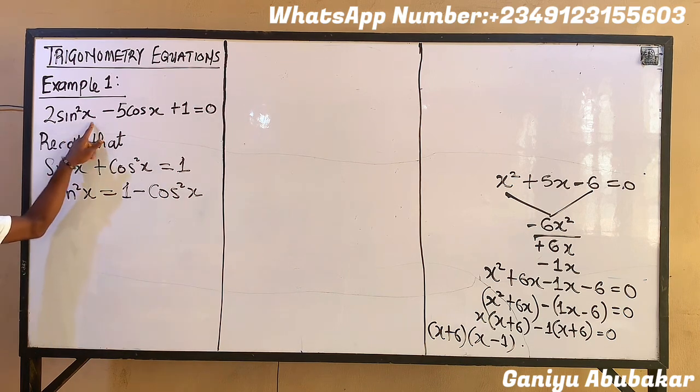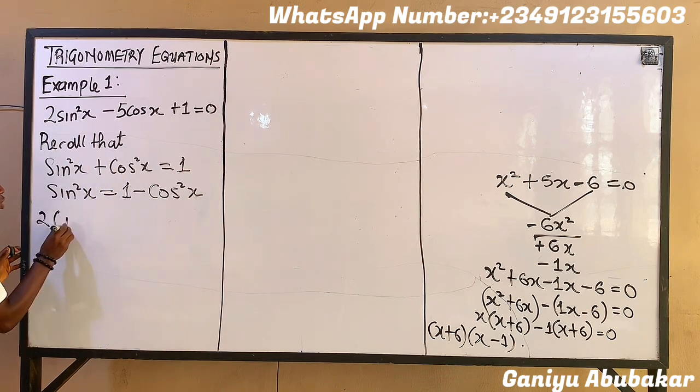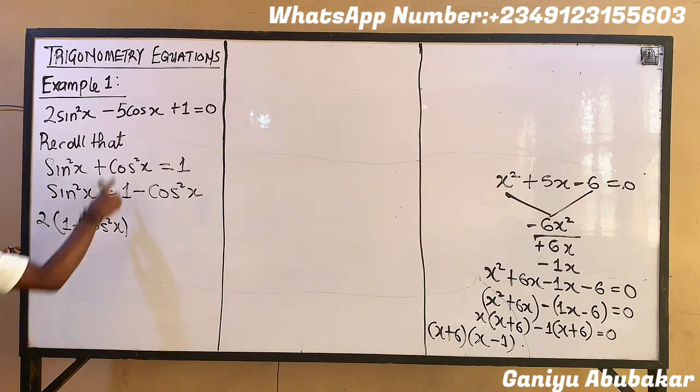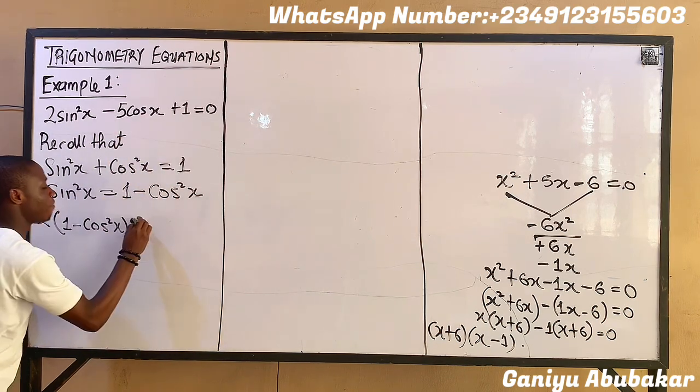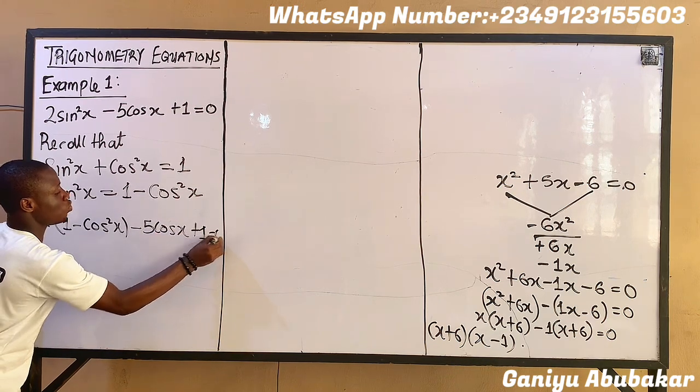So replace this one as being this value. So from here, I'll have 2 into 1 minus sine squared x. That becomes what there? 1 minus cos squared x. I have this one here. Next up, minus 5 cos x plus 1 equal to 0.